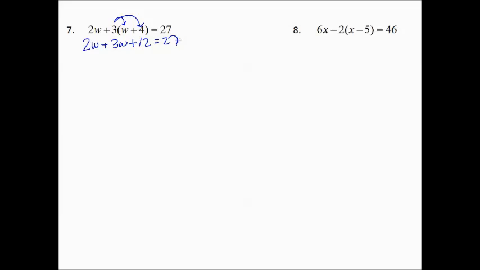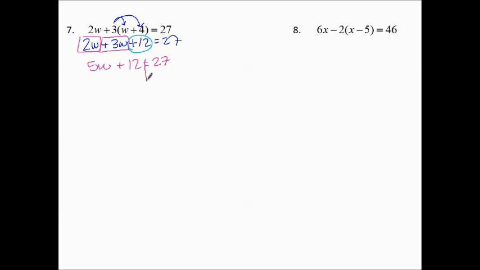Now I want to combine my like terms. Again, I look for the 2w. I have another term with a w. That's my 3w. And 12 does not have a like term on that side of the equal sign. So when I combine them, 2w plus 3w, I add the coefficients, I get 5w plus 12 equals 27.